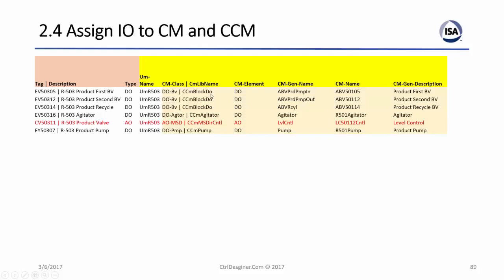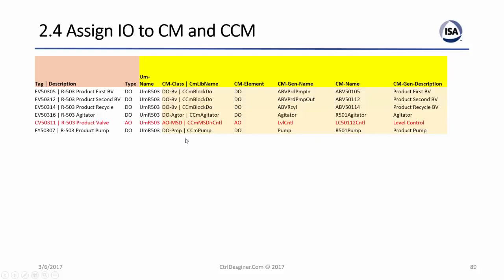And then with the pull down menu, we go and allocate this one as a CCM block DO that we described. Block DO, block DO. This one is an agitator. This one is, again, master, slave, direct, level, flow, direct, level, control. And this is a pump.